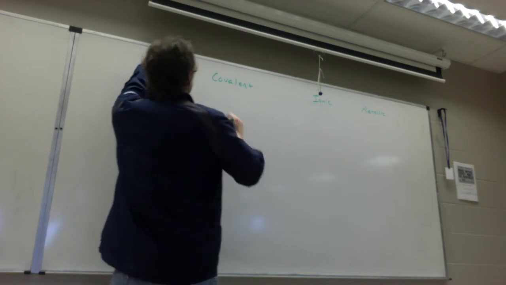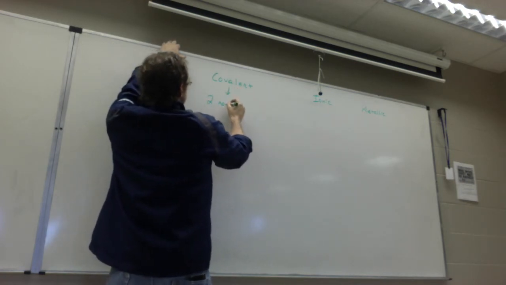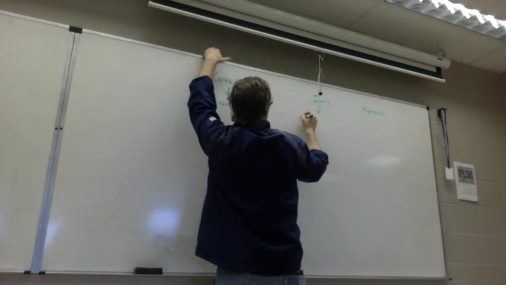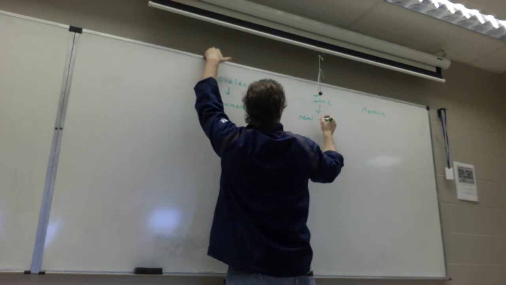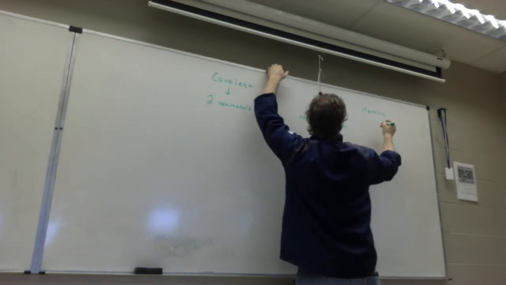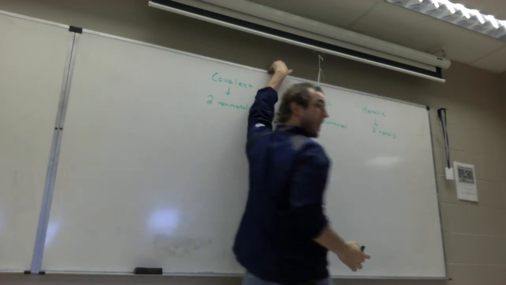Covalent is between what types of atoms? Two nonmetals. Ionic is between one metal and one nonmetal. Metallic is between two metals. Okay, I got this.